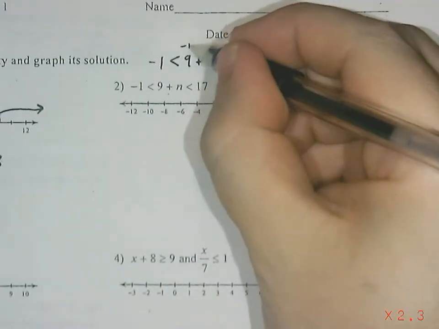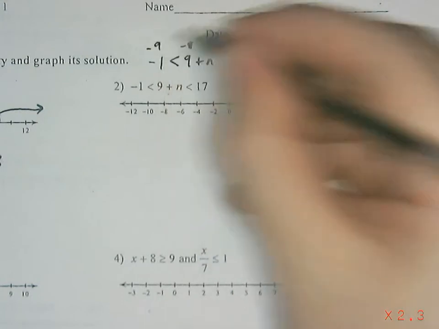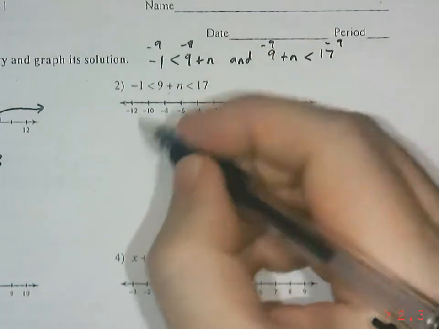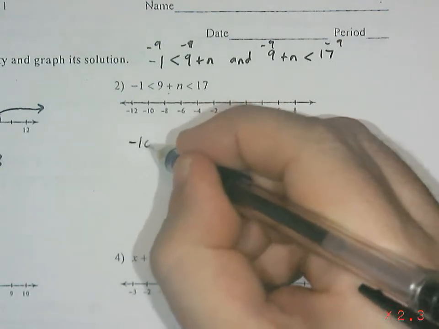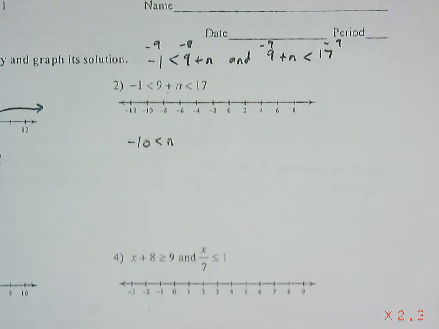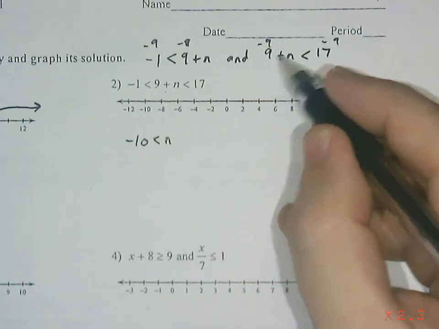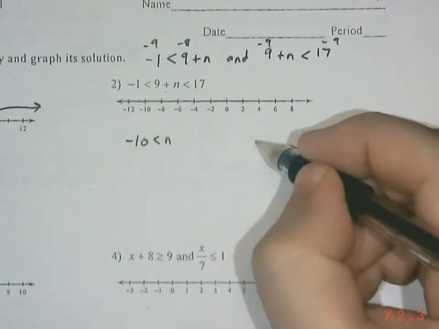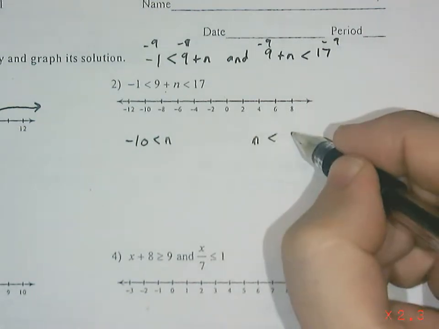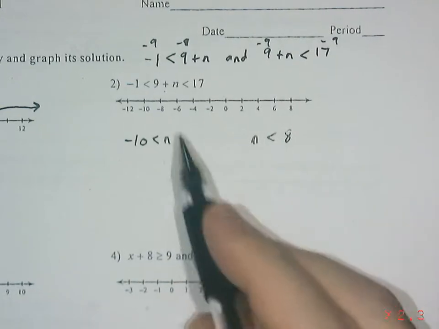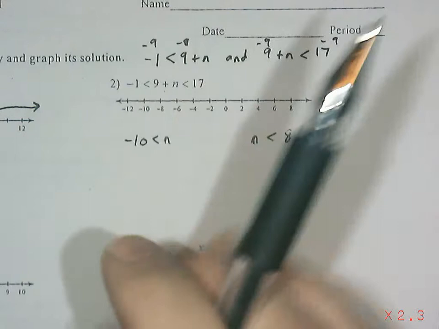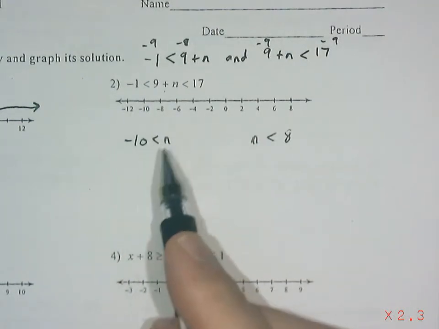So -9 to each side here, and again you're going to -9 to each side on that side as well. Over here you're going to get -10 is less than n, and then over here you're going to get n is less than 8. Okay, so let's put our circle. Over here it's eating the n, so that means n is greater than -10, right?